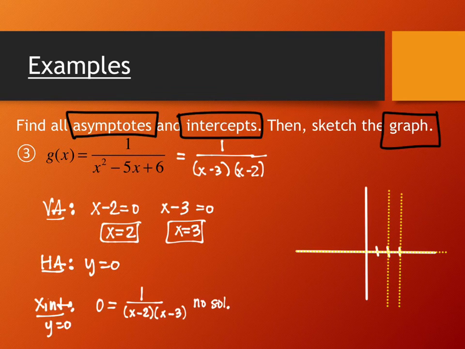There's no solution to that. Namely, the numerator, because it's simply the number 1, cannot equal 0. So if I had some variables on top, I'd have something to solve. But I don't have any variables. I just have a constant. So there's no x-intercept. So that dotted line, we're actually never going to cross it.